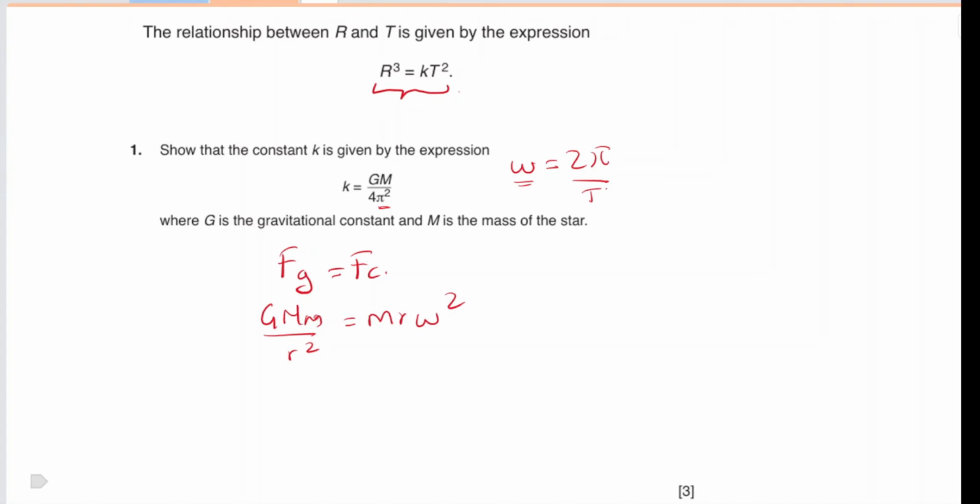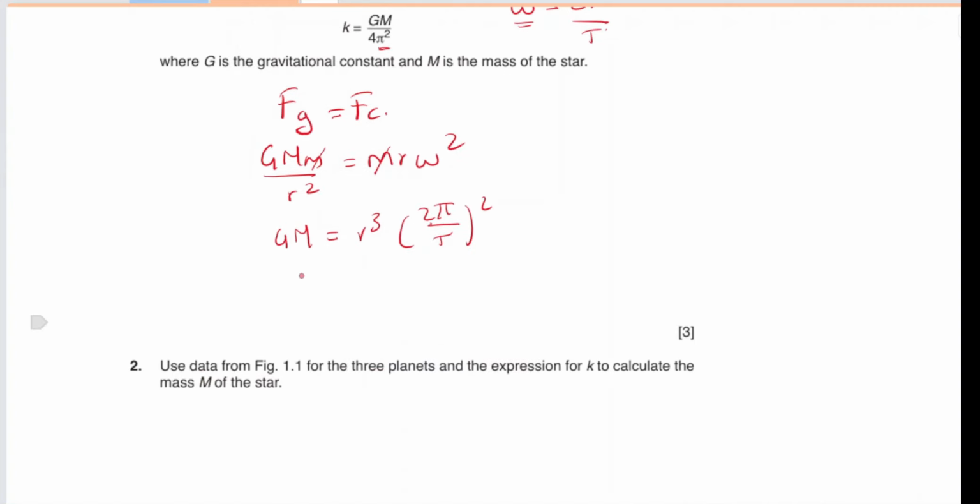Again, we simplify this. So this m and this m cancel out. The r squared comes over here, so it becomes cubed. And we also expand the omega. So this becomes GM equals r cubed, and omega, we say it is 2 pi divided by T, squared.